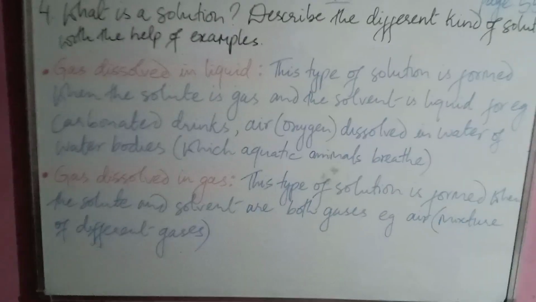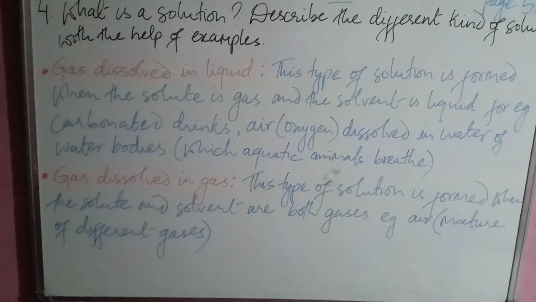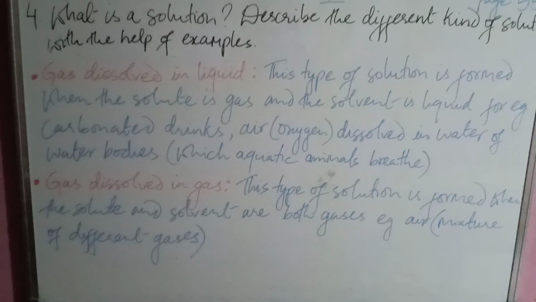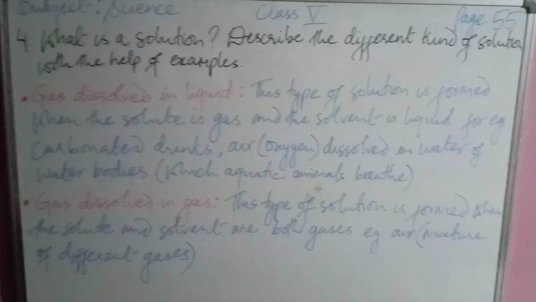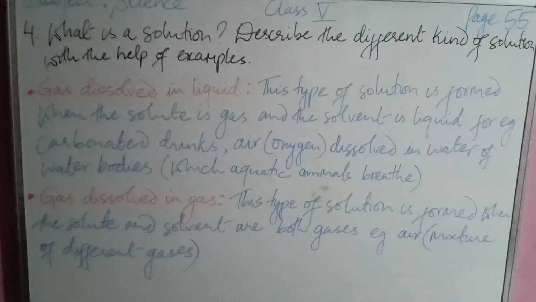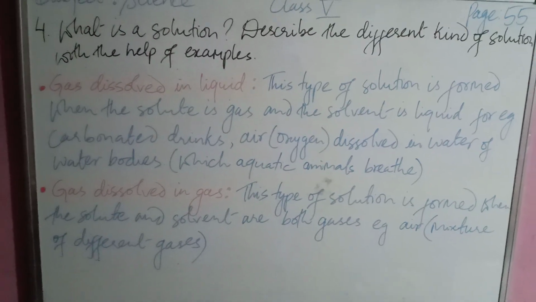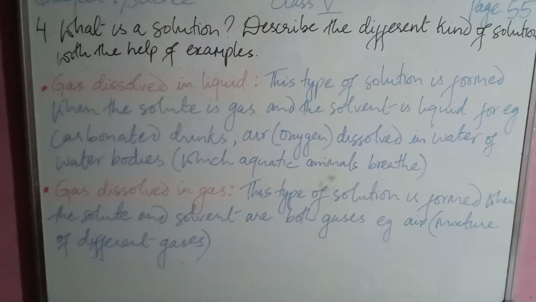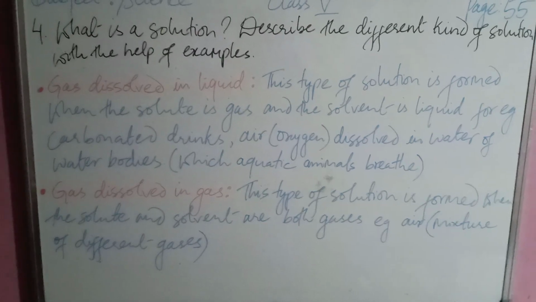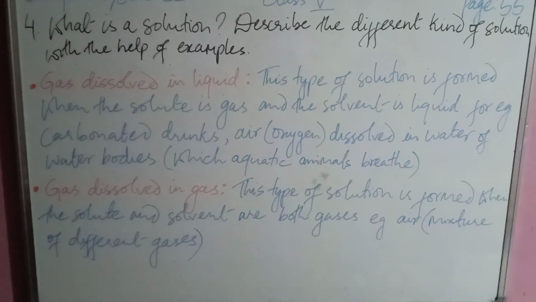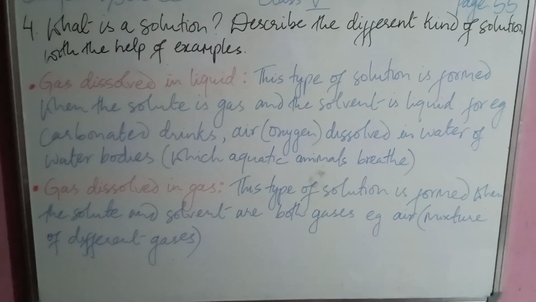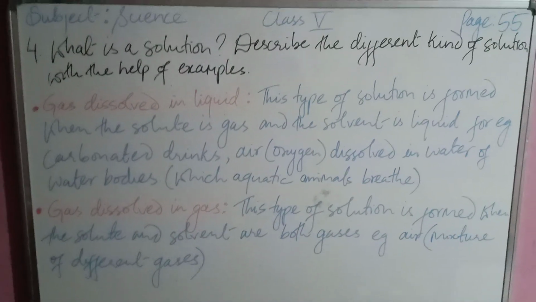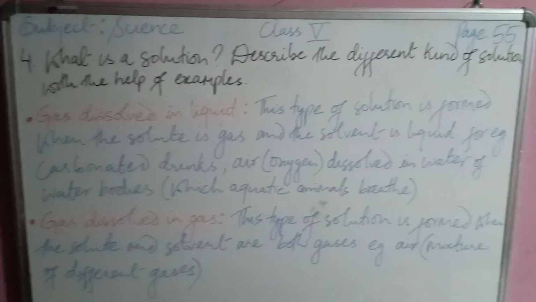There are 2 more points for question number 4. So gas dissolved in liquid. This type of solution is formed when the solute is gas and the solvent is liquid. For example, carbonated drinks, air dissolved in water of water bodies. Water bodies means where aquatic animals breathe.